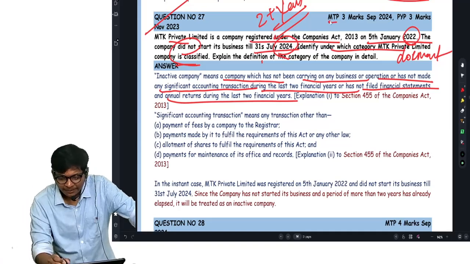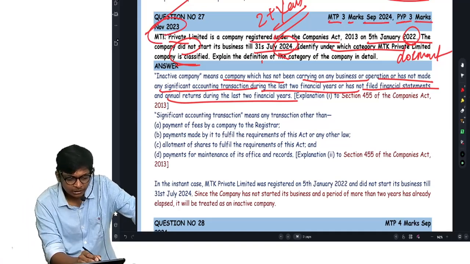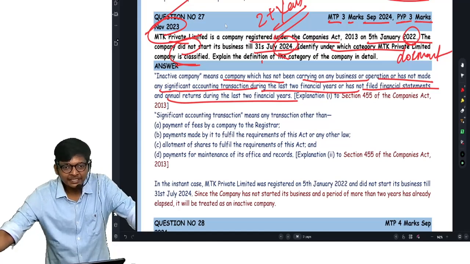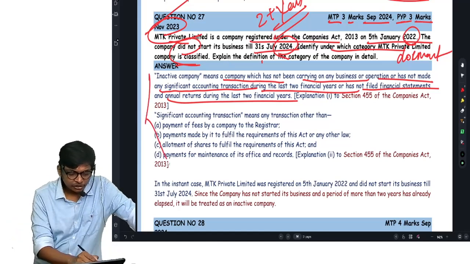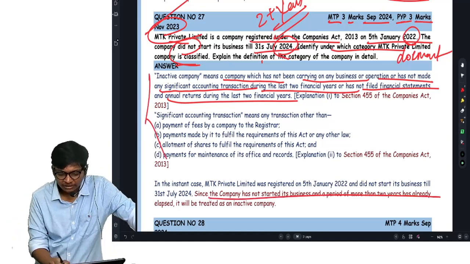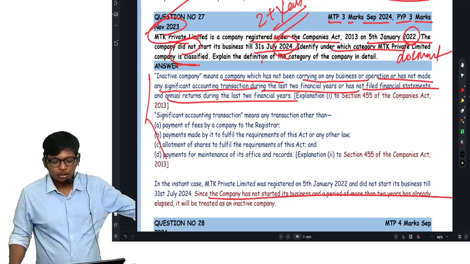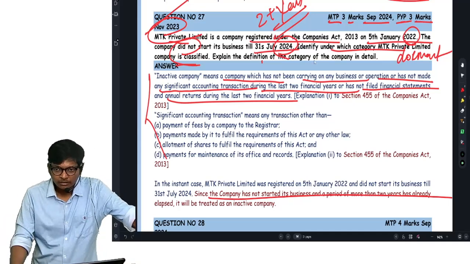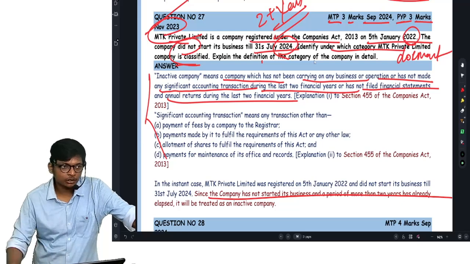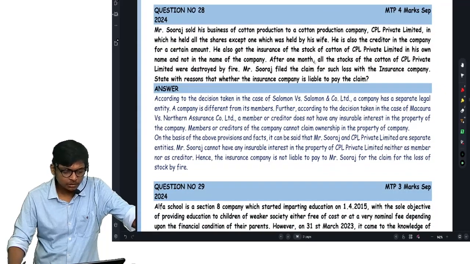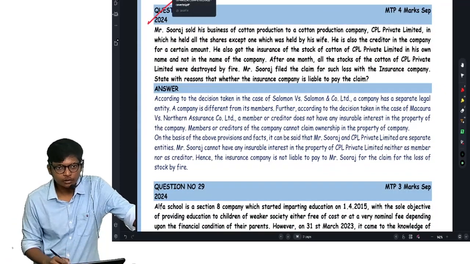It came in MTP 3 marks in September 24, and previous year paper 3 marks in November 23. You need to write the definition of a dormant company. Therefore, conclusion: since it has not started business for 2 years, it becomes a dormant company. Does anybody have any doubt, guys? Next, question number 28.